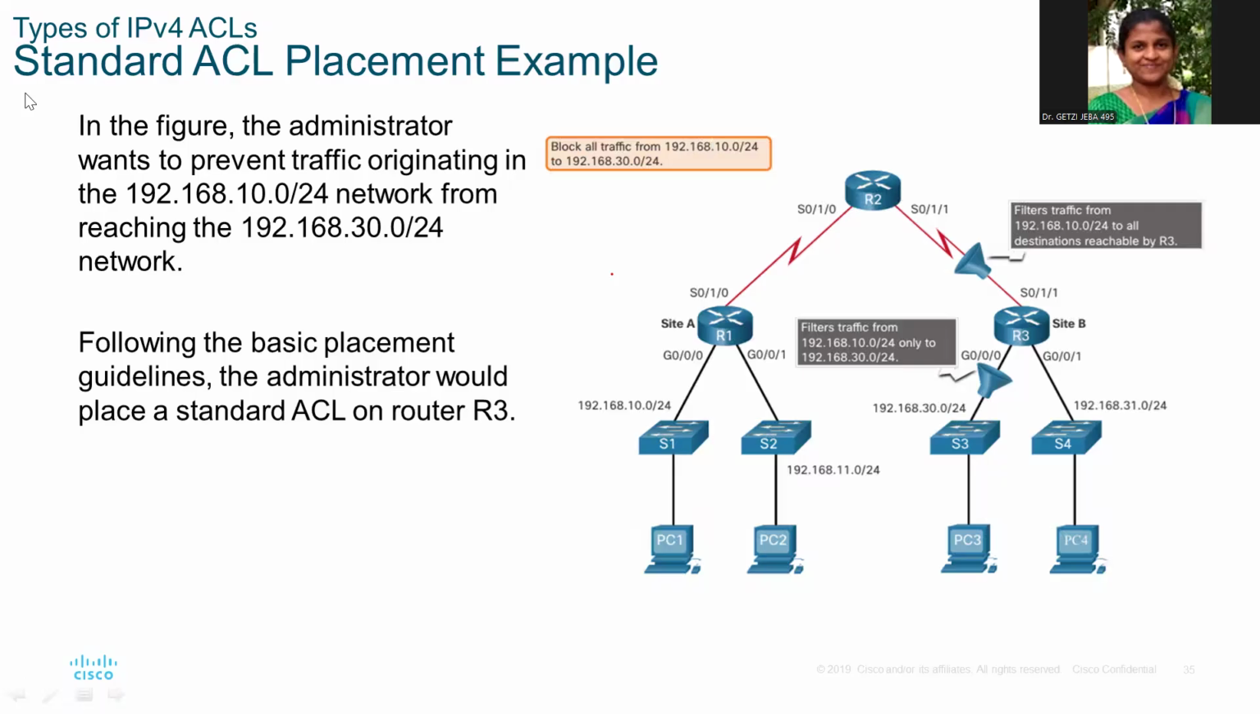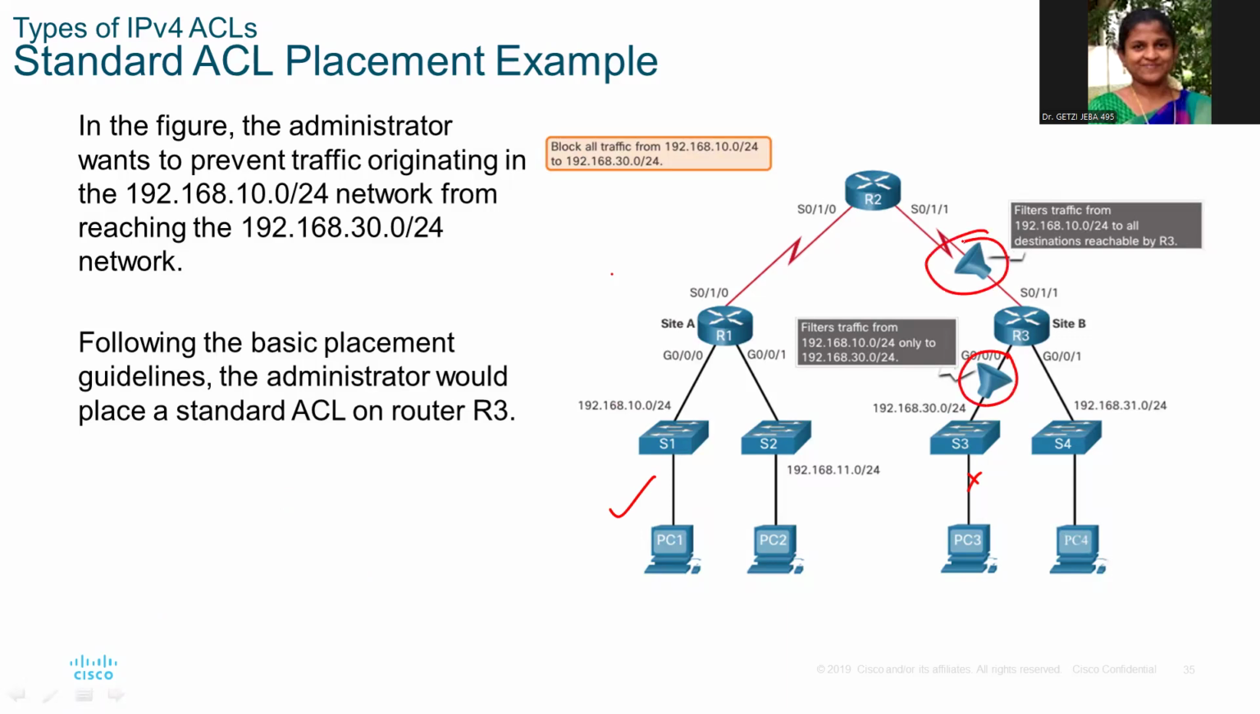Let us check with this example, standard ACL placement. The example is, there is a network called 192.168.10.0. You have to prevent this traffic from entering 30.0. So this network's traffic should not enter into 30.0. That is the condition. Now there are two places where you can place the filter. You can place the filter here or you can place the filter here.